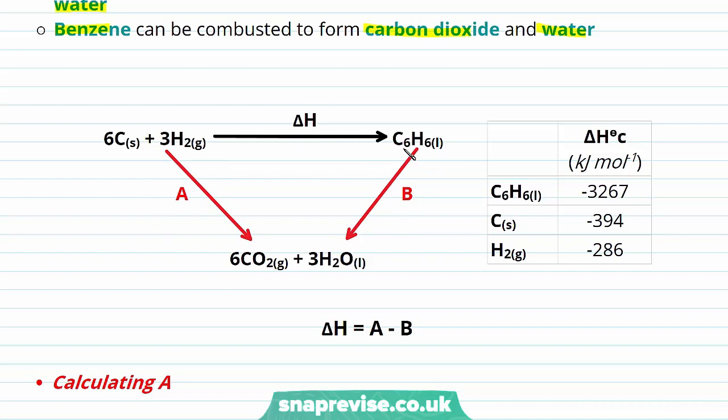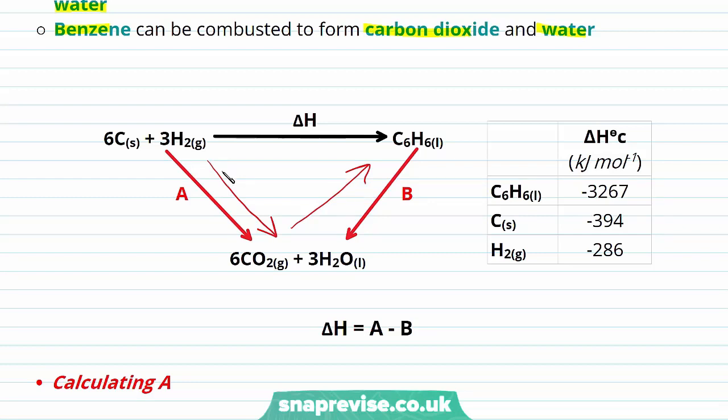The reason we're subtracting B rather than adding B to A is that in combusting benzene, we're moving from benzene over here to the products of combustion down here. However, the route we want to take is from reactants to the combustion products to benzene. So you can see where the value of B is subtracted.